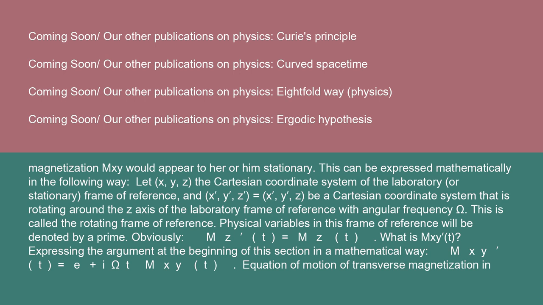This can be expressed mathematically in the following way. Let (x, y, z) be the Cartesian coordinate system of the laboratory or stationary frame of reference, and (x', y', z') be a Cartesian coordinate system that is rotating around the z-axis of the laboratory frame of reference with angular frequency ω. This is called the rotating frame of reference. Physical variables in this frame of reference will be denoted by a prime. Obviously, M_z'(t) = M_z(t). What is M_xy'(t)? Expressing the argument at the beginning of this section in a mathematical way, M_xy'(t) = e^(+iωt) M_xy(t).